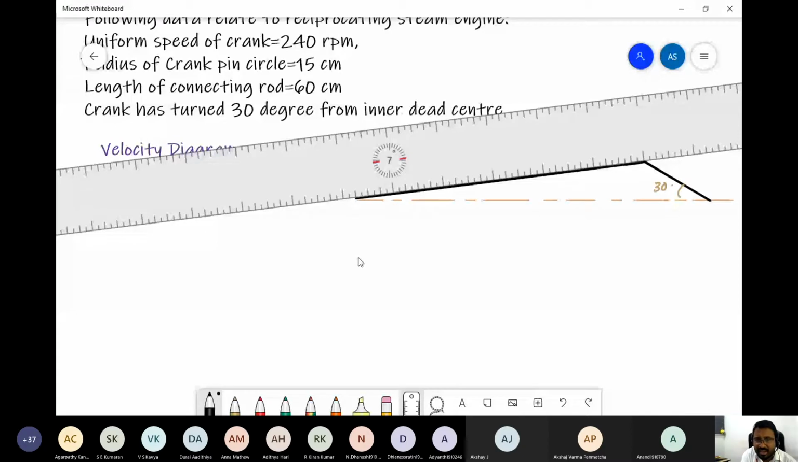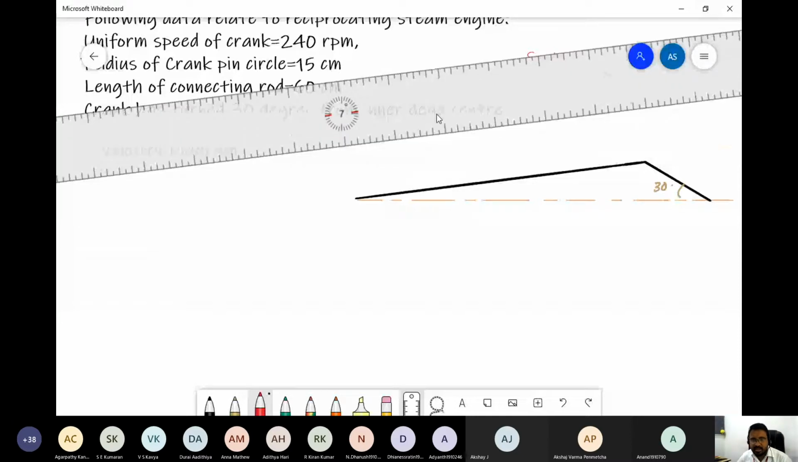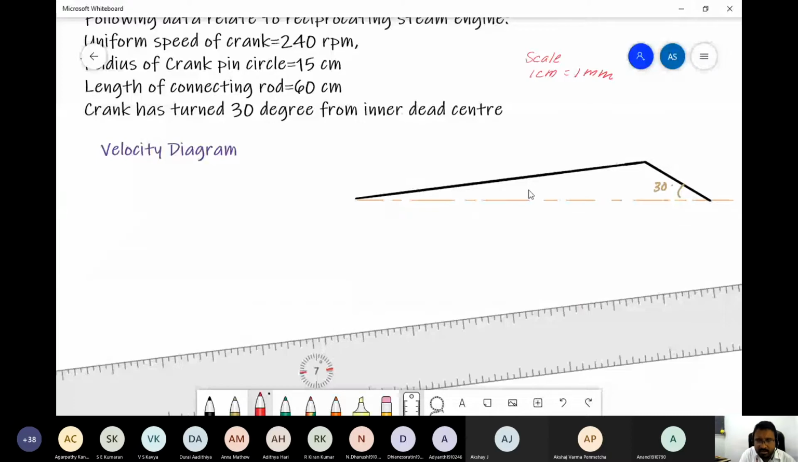You can take a scale of 1 centimeter equal to 1 mm, then it will be easy for you. So you scale it and draw. This is 60 centimeters, this is 6, that is what is given in the question. When you draw a crank like this, you can complete the crank and show that it looks like a slider crank mechanism.